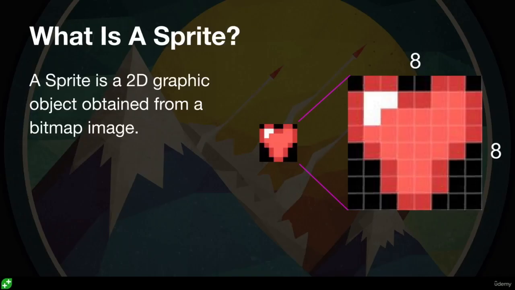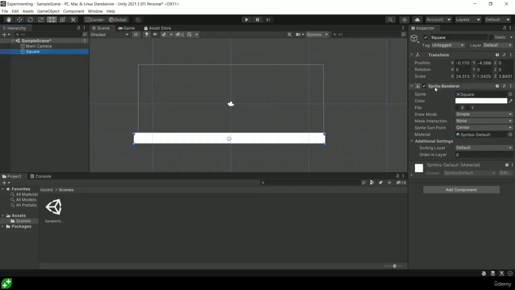And what is a sprite? Well, it's a 2D graphic object that we can move around in our world that comes from a bitmap image. So in other words, it's an image that we turn into something that our game can understand, and we call it a sprite. And the sprite renderer also has some fields and some values.